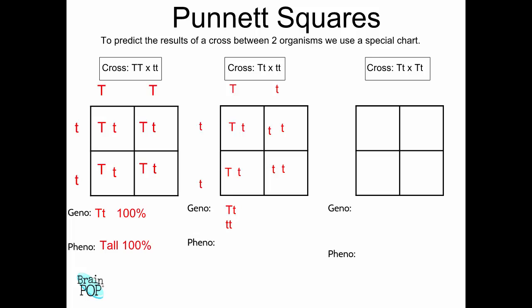So there's 2 out of 4 that are the heterozygous. Okay. What percentage would be homozygous recessive? 50%. Why? Half is small t, small t. What percentage would be homozygous dominant? Okay. 50%.